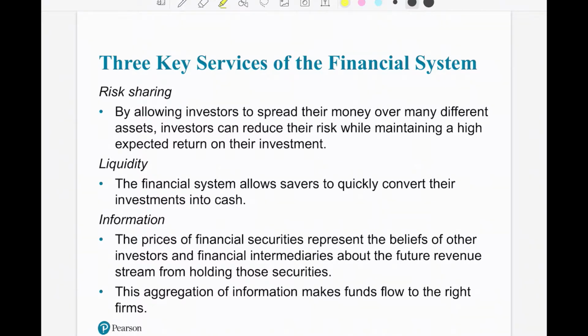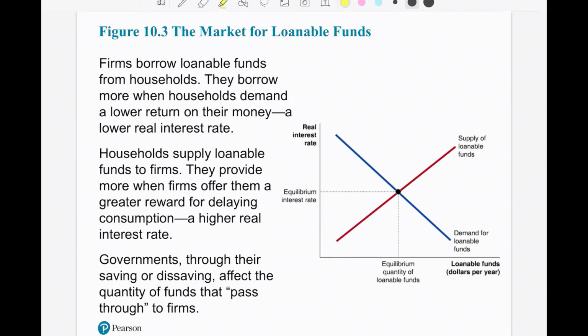Now, those three key services are risk sharing, liquidity, and information. And you're given the definitions for those on this slide. Now let's look at the market for loanable funds. The market for loanable funds refers to the interaction of borrowers and lenders that determines the market interest rate and the quantity of loanable funds exchanged.